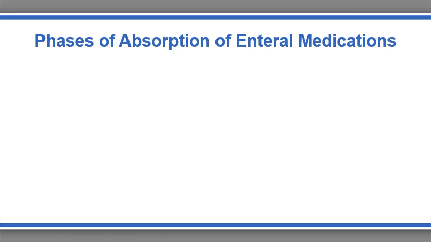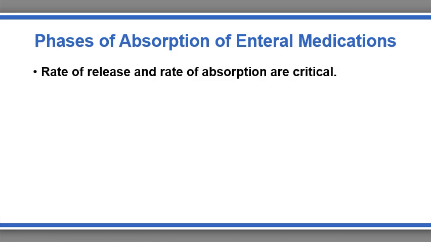So the phases of absorption of enteral medications, so again, rate of release and rate of absorption are critical as far as a drug. So this is critically important in determining your onset, the intensity, and how long it's going to last for. So this process is really important for that. Again, most of your oral drugs are going to be systemic. And again, the systemic drug absorption from an oral drug basically looks at how fast a lot of these processes take place.